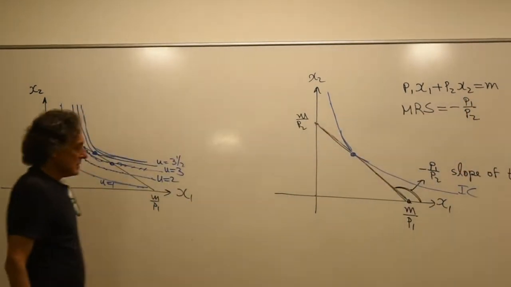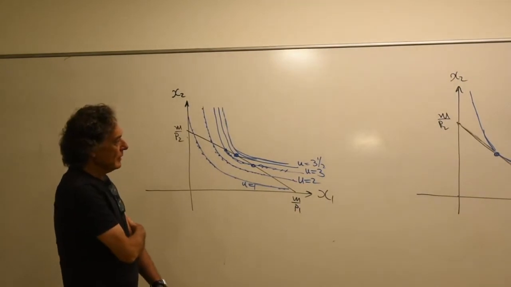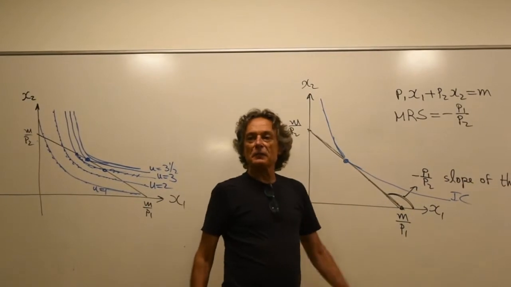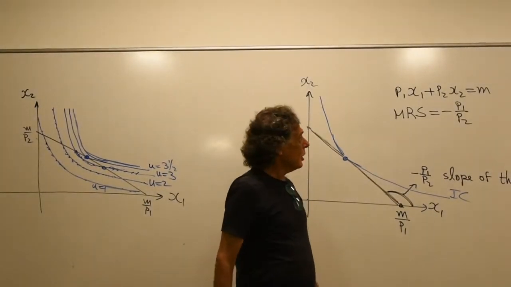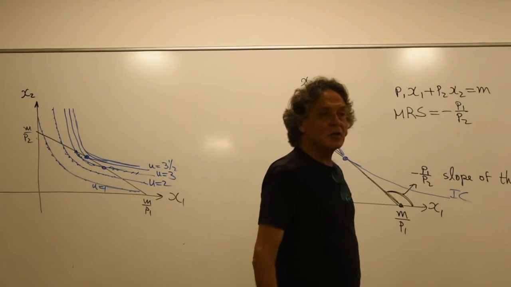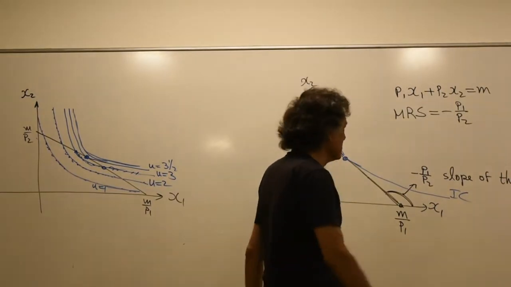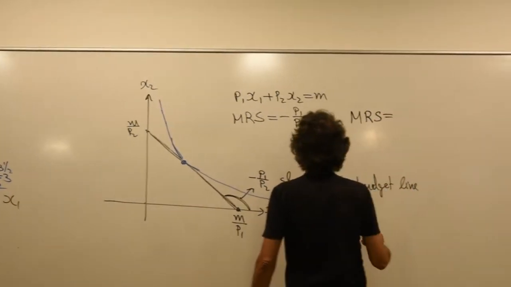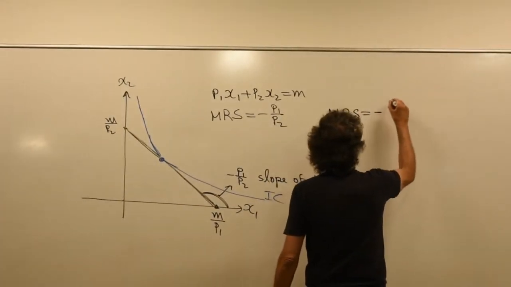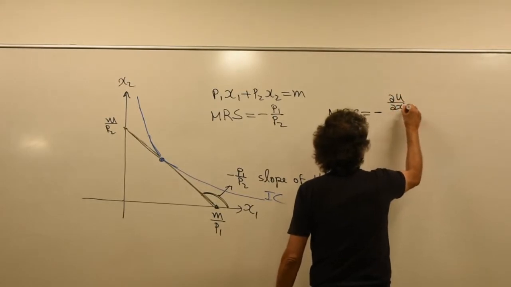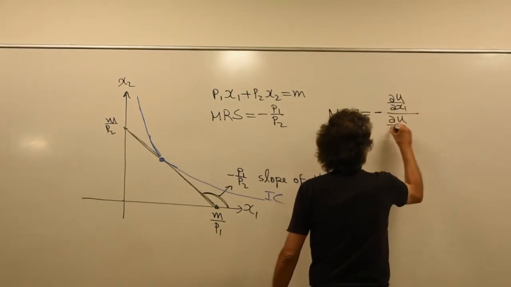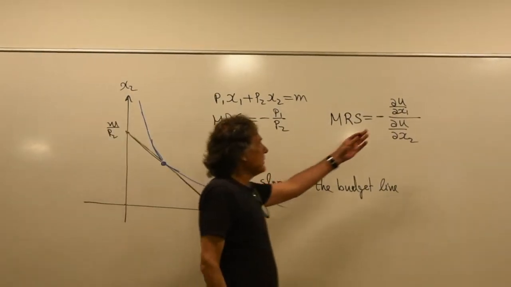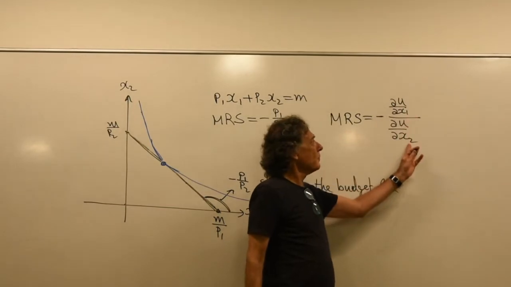That was the MRS. But I know what the MRS is. The MRS from last class is defined as the ratio of the marginal utilities: negative du/dx1 over du/dx2. If I'm given the utility function, I can compute it.